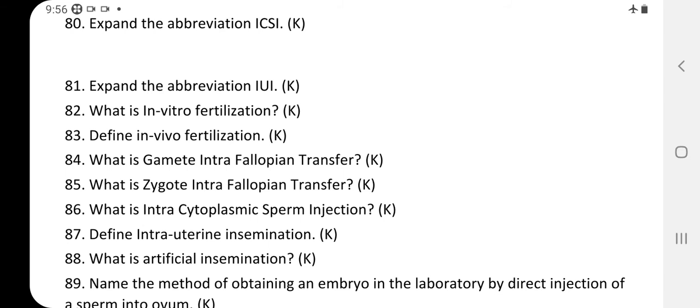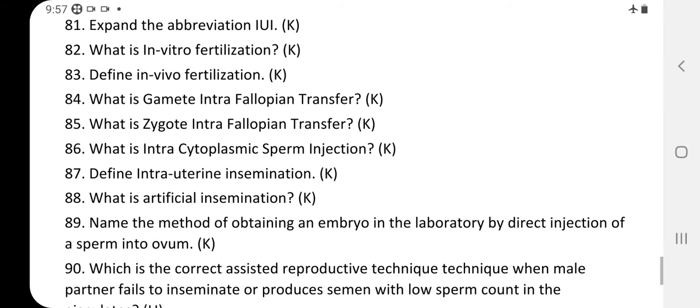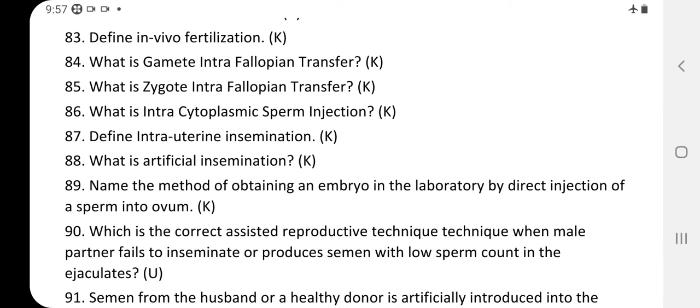84th question. What is gamete intrafallopian transfer? Gamete intrafallopian transfer is the transfer of an ovum collected from a donor into the fallopian tube. 85th question. What is zygote intrafallopian transfer? In zygote intrafallopian transfer, the zygote or early embryos up to 8 blastomeres are transferred into the fallopian tube.